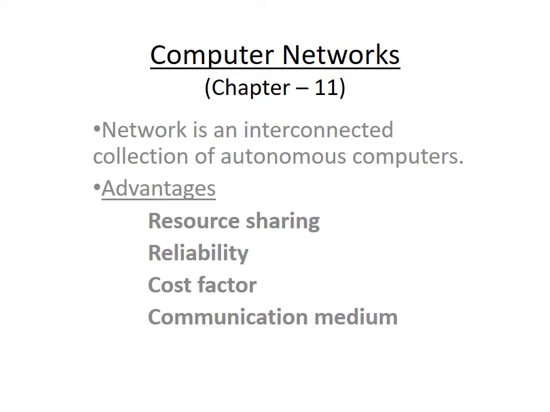What do you mean by a computer network, or what do you mean by a network? Network is an interconnected collection of autonomous computers. I repeat, network is an interconnected collection of autonomous computers. That means when more than one or two computers are connected, you can call it a network, or a computer network.